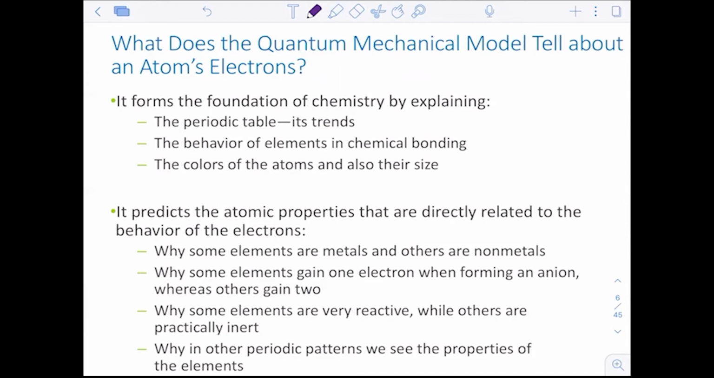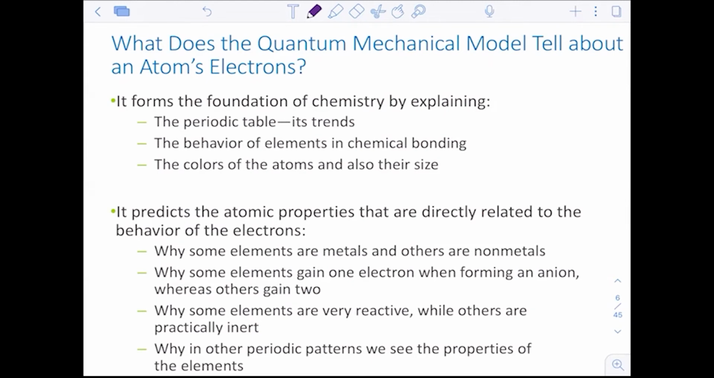And it also explains the colors of atoms. How cool is that? Fireworks. Why are some elements used in fireworks? It's because of the electrons and how they behave when we explode them. We'll talk about that when we get into spectroscopy. Super, super fun examples. It also predicts the atomic properties that are directly related to the behavior of the atoms. Why we have metals, why we have nonmetals, why when we exchange electrons in reactions, do some elements lose electrons and some elements gain electrons? Why are some elements just practically inert, don't react, shoved up against the wall, don't participate in the party?